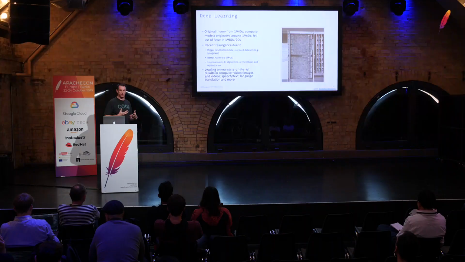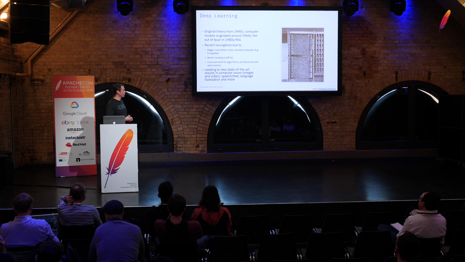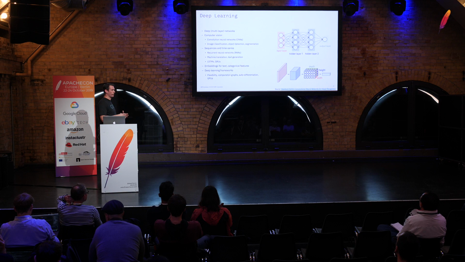And of course, improvements to architectures and optimization algorithms. This has led to state-of-the-art results in computer vision, speech and text, language translation, pretty much across the board. In particular, in domains with rich data, text, images, video, speech, we've seen state-of-the-art advances. Modern deep learning is all around very deep multi-layer networks, convolutional neural networks in computer vision, and for sequences and time series, recurrent neural networks, LSTMs, gated recurrent units, and so on.